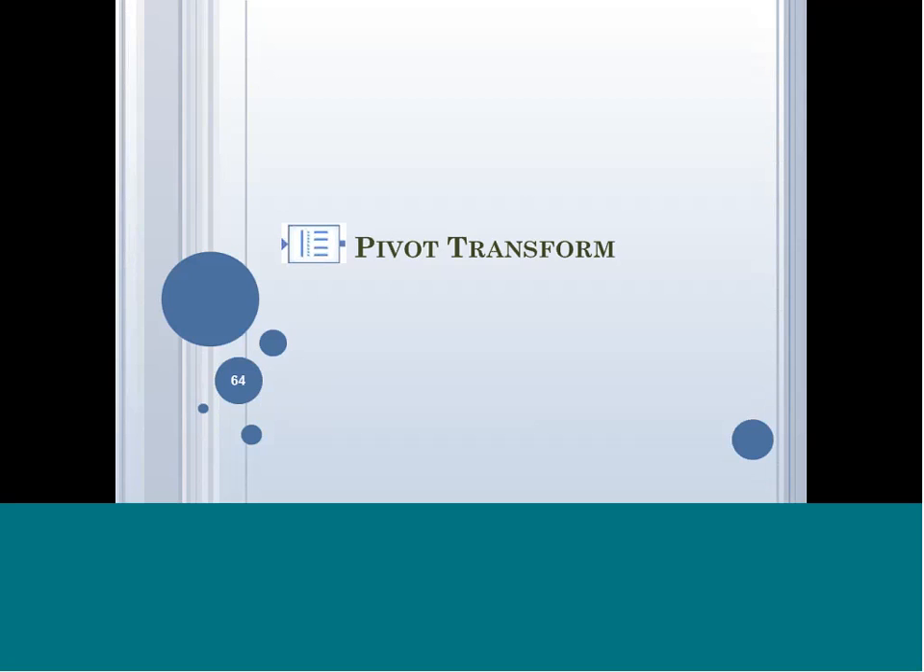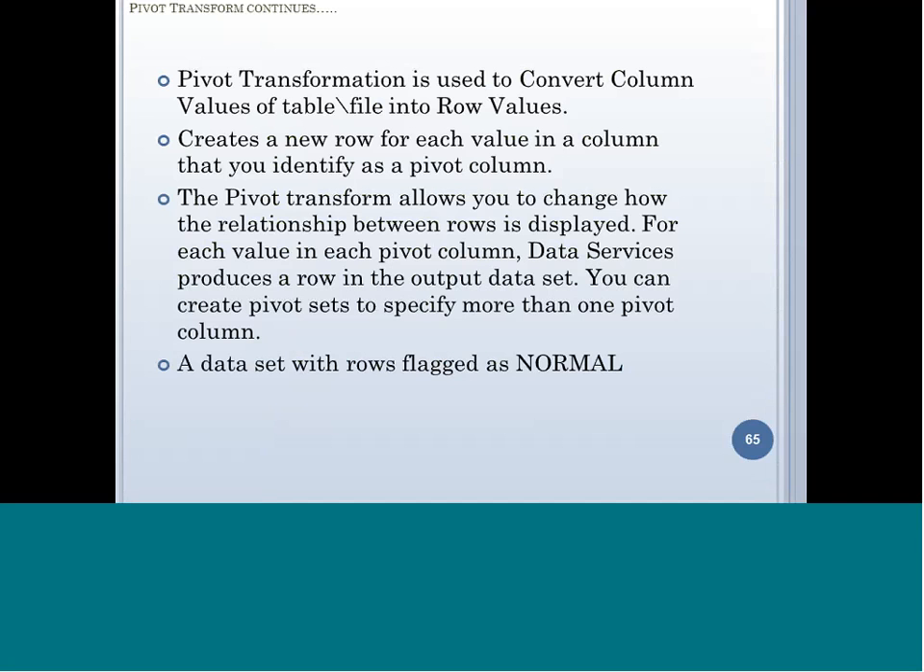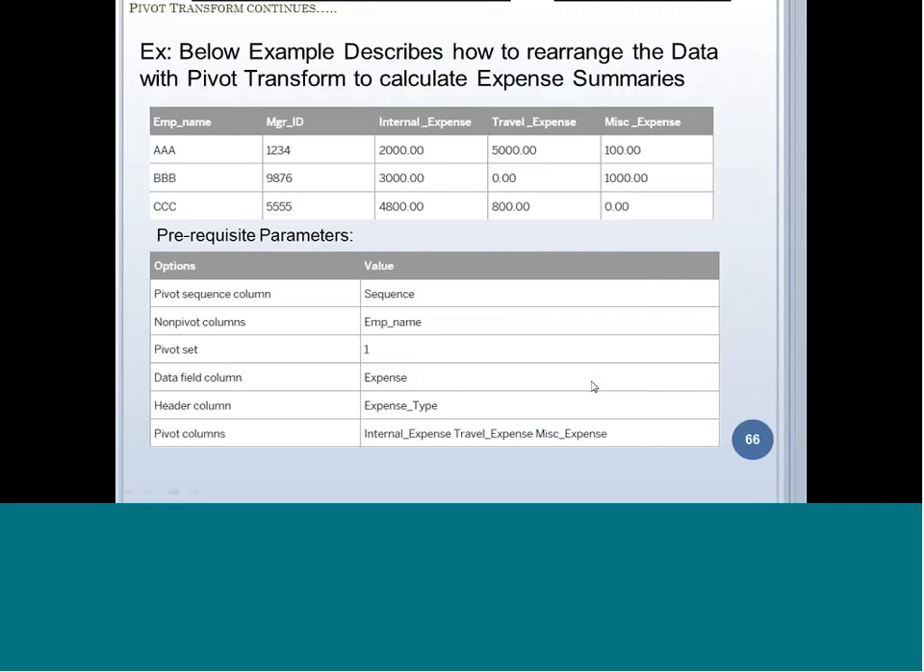The pivot transformation is basically used to convert column values into a single row. So if you want to convert all the column values of a table or file into row values, then you use a pivot transformation. We will see what is meant by pivot transformation with an example. Rather than explaining all these things, I will take you to one example where it will give you a clear picture actually.